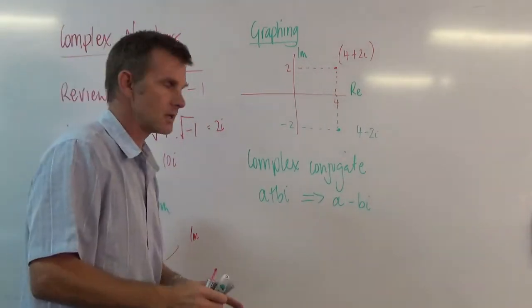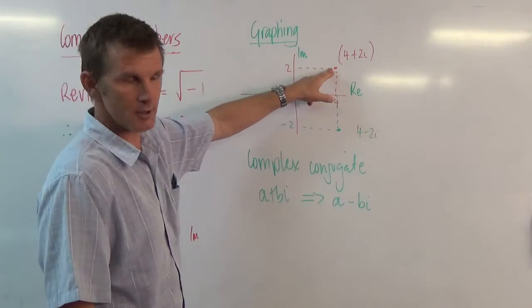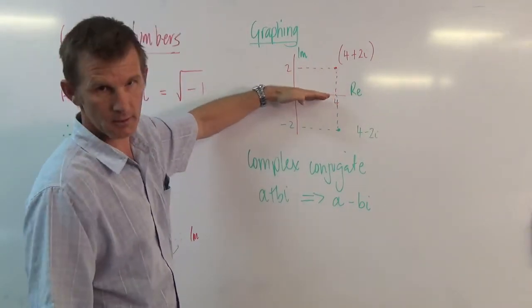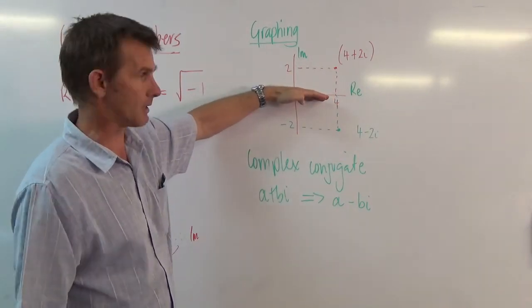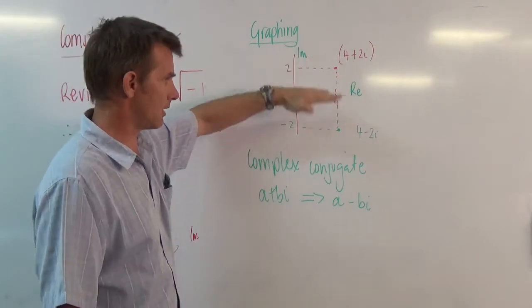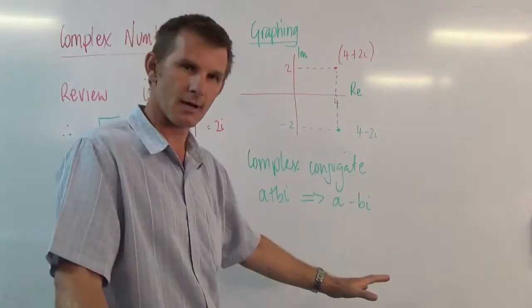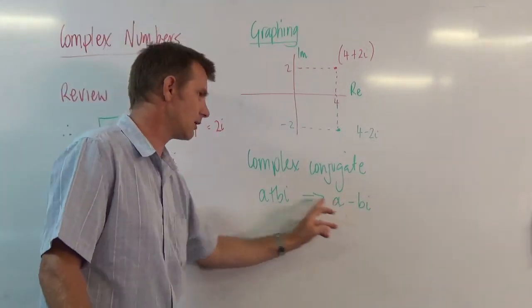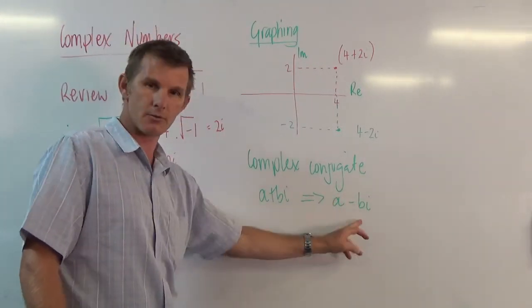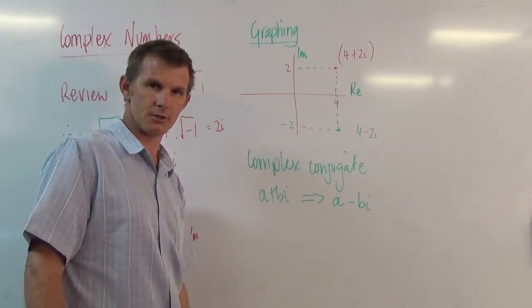Now another way of seeing that is that this point is reflected in the x-axis, or the real axis. So it just takes it from here, brings it down here. We don't change the real component at all. The real stays exactly the same. It's just the imaginary part that actually changes.